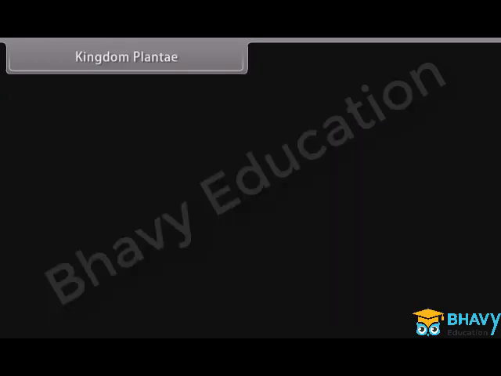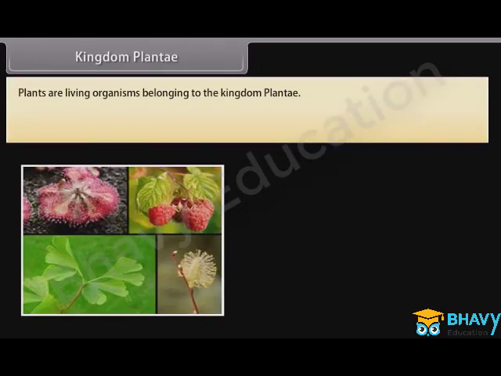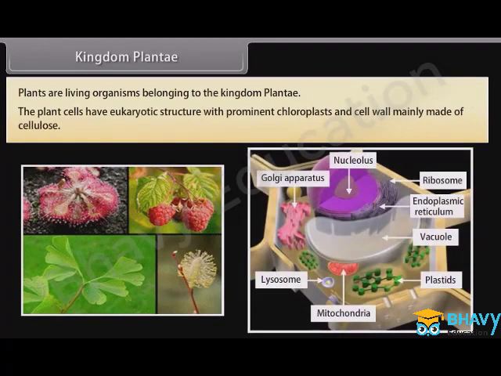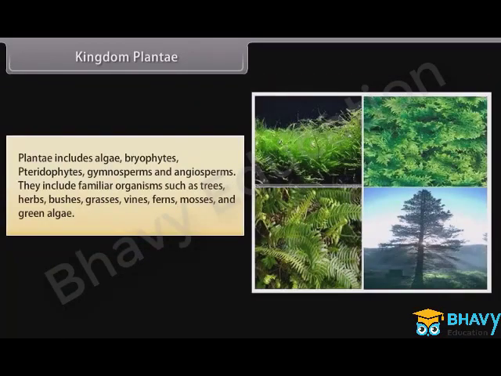Kingdom Plantae. Plants are living organisms belonging to the kingdom Plantae. The plant cells have eukaryotic structure with prominent chloroplasts and a cell wall mainly made of cellulose. Plantae includes algae, bryophytes, pteridophytes, gymnosperms and angiosperms. They include familiar organisms such as trees, herbs, bushes, grasses, vines, ferns, mosses and green algae.